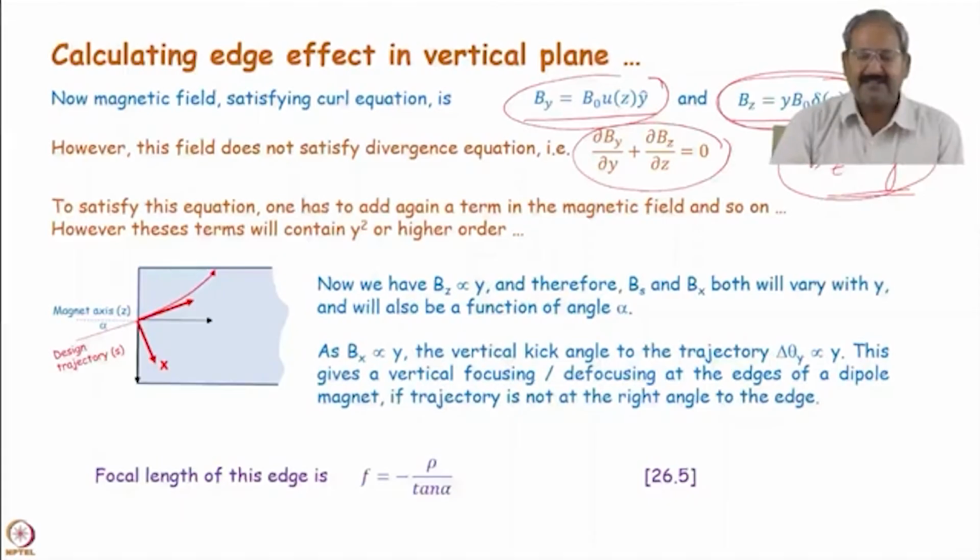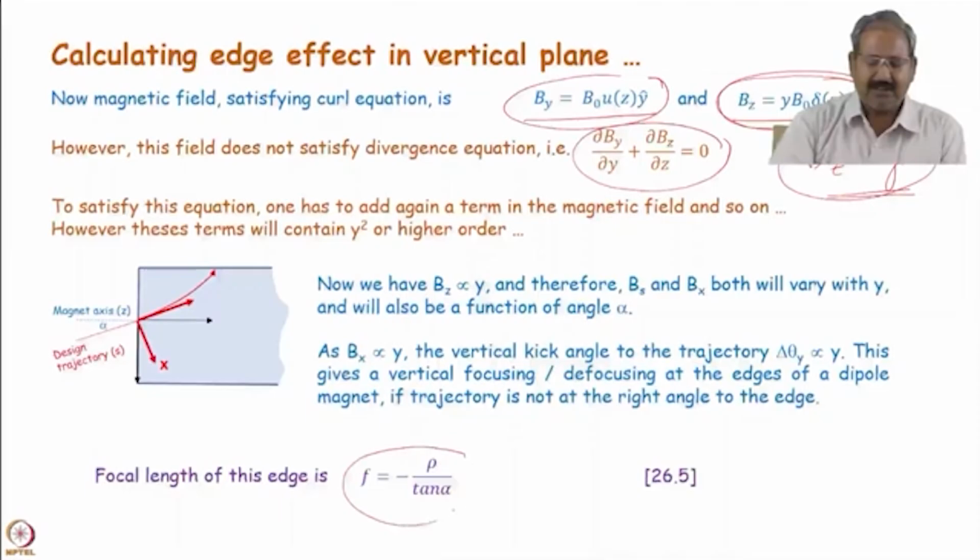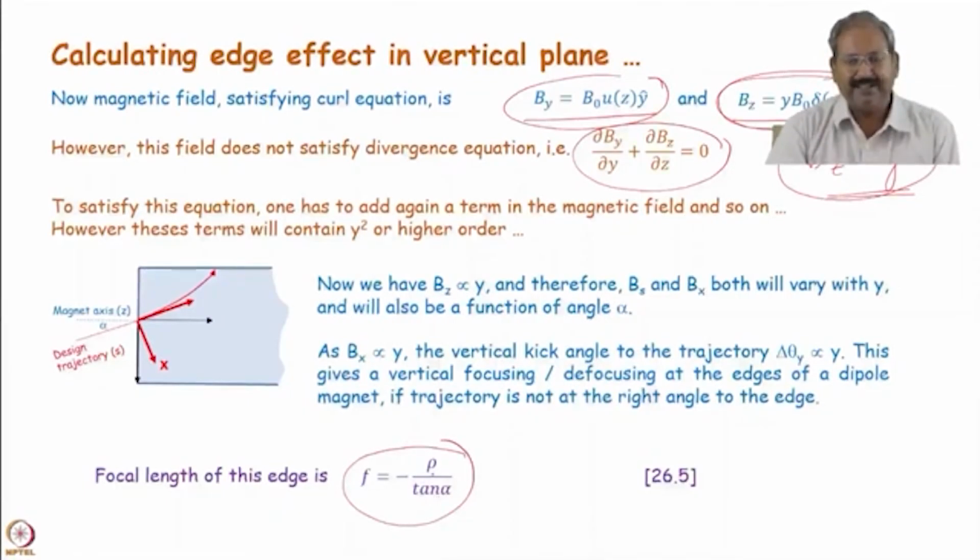Now you can calculate this series and you will get a focal length of minus rho by tan alpha. Now you see the beauty. Here in the horizontal plane also you got a similar focal length with plus sign.